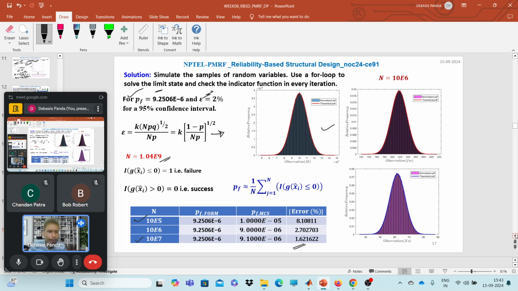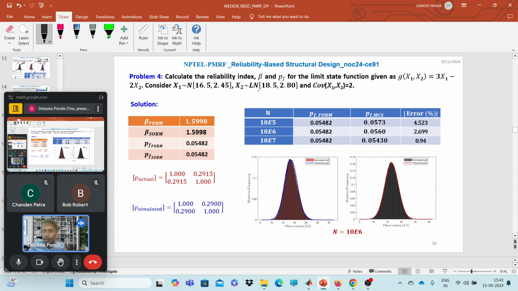Now again, for the correlated case, I have also generated the random samples and checked. This problem we have also solved using FORM and SORM. This is a very well known problem, 3x1 minus 2x2, which we solved using FORM and SORM. So here we can see the beta FORM will give this result and SORM will give this result. Now I have simulated it using 10 into 10 to the power 6, that means 10 multiplied by 10 to the power 6, so I am getting these results. Now you can see with 10 into 10 to the power 7, I am getting very little error, right? So I can say my estimation is okay.